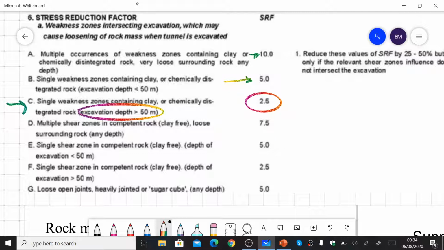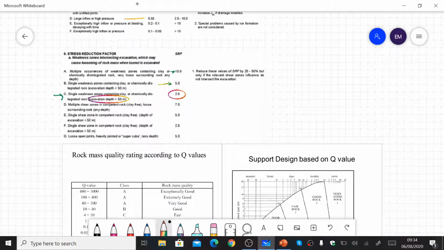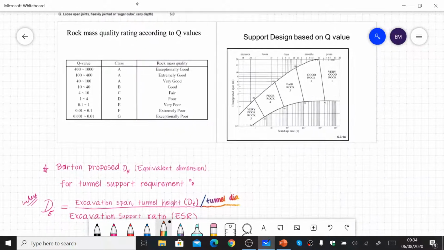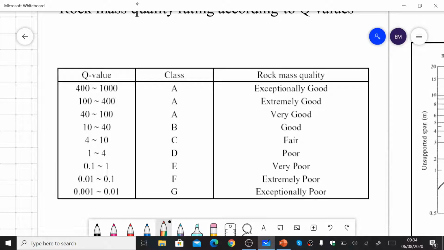So this is how this Q system will work. The only thing that we need to achieve from the field is the RQD value, and for all the remaining things you have to look at the site, and then look at these tables and find out the respective values of all the quotients. Eventually, once you are done calculating the value of Q, it will fall in one of these classes, and you can see the quality. If it's between 400 to 1000, it's exceptionally good, and if it is 0.001 to 0.01, it is exceptionally poor, and so on.